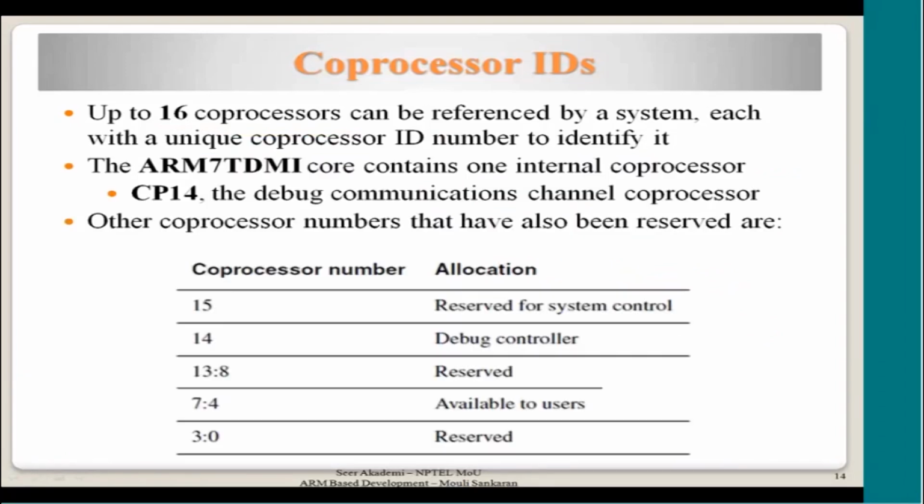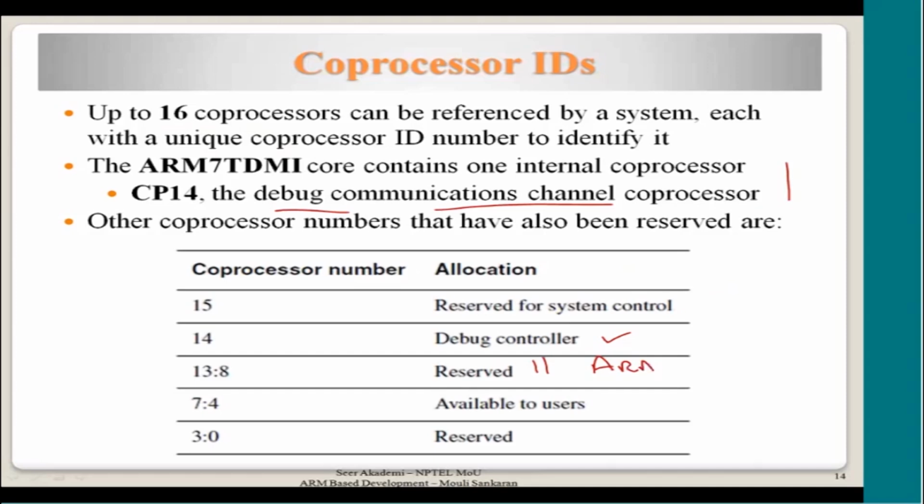Now there are some coprocessor IDs which are reserved. One is the debug communication channel processor. I will talk about that when we touch upon the debug module of ARM. So that is the debug controller, and then reserved ones are 13 to 8. That means ARM has reserved these numbers, so only the rest are available for users. If you are a hardware designer building a coprocessor, you can use only 7 to 4, if you are using the ARM7.